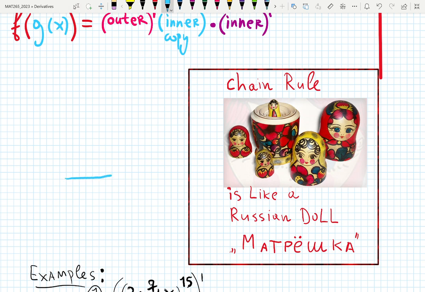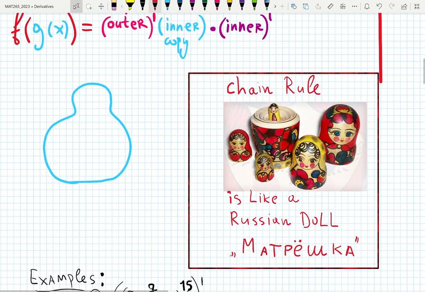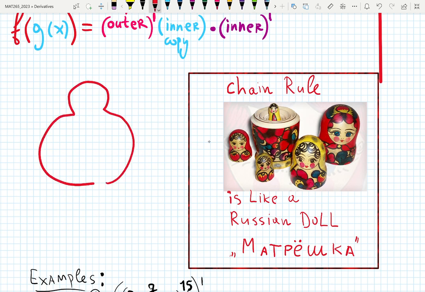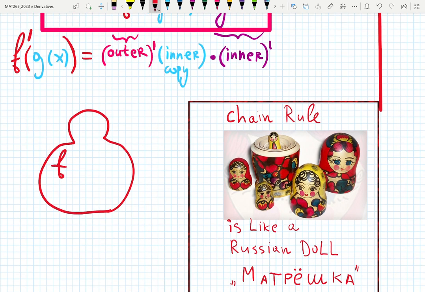So here is the outside Russian doll. You can make it pretty if you want. And that one is called F. Actually, this one should be red, if you want to be consistent. This is F, because F is outside. And then it has an inside function. That is also a Russian doll. It's also a function, just a different one. That's G. And they both depend on x.